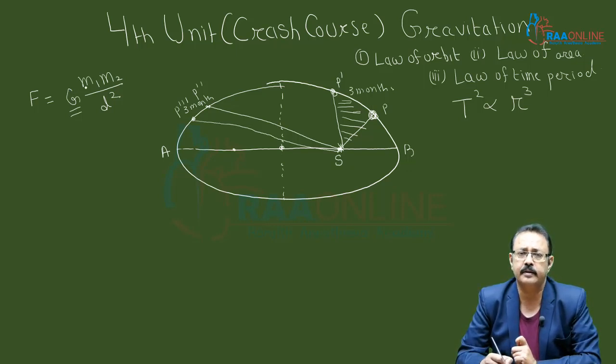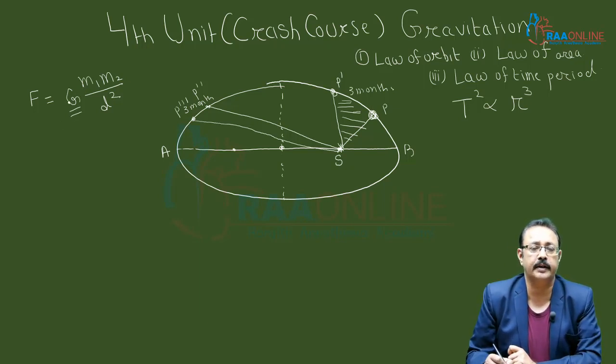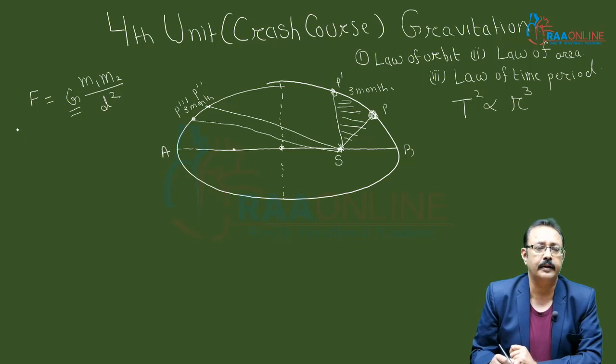Two physicists, Boys and Cavendish, calculated the value of G in the lab and they got the value of G as 6.67 into 10 to the power minus 11 Newton meter square per kg square.